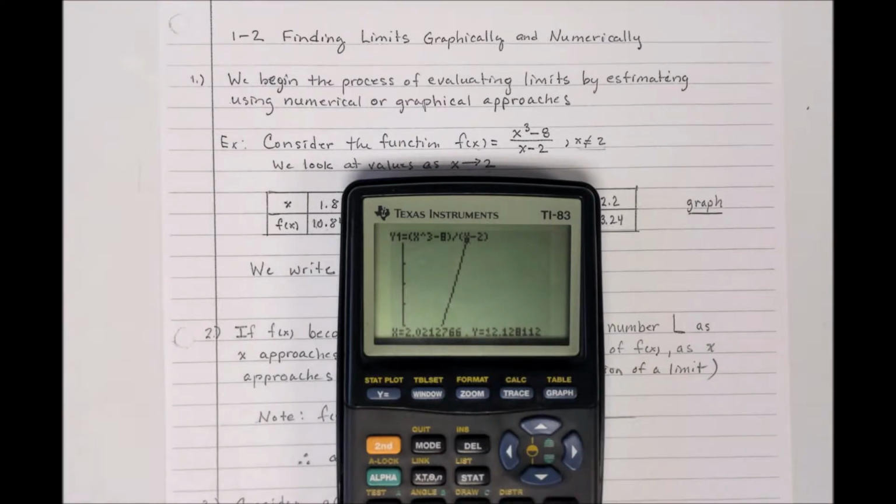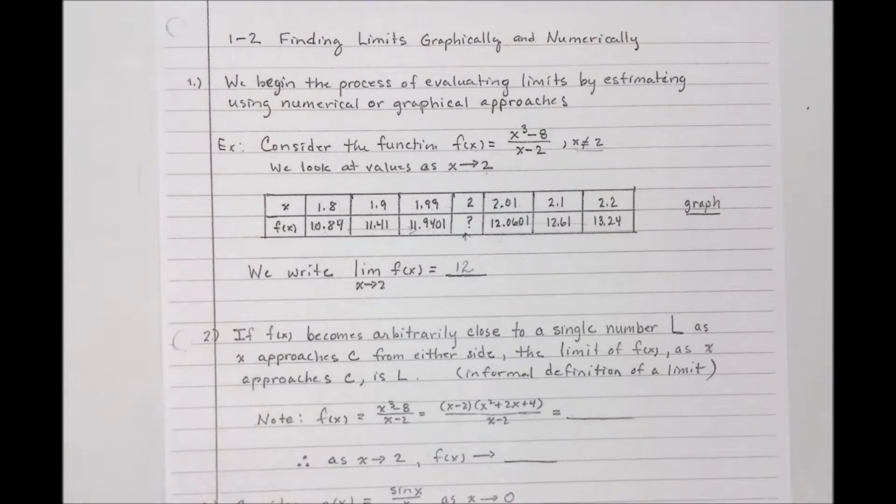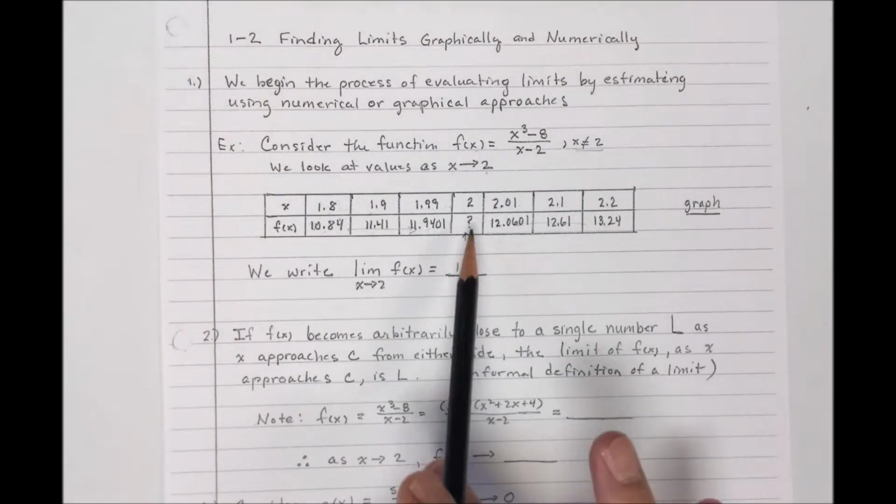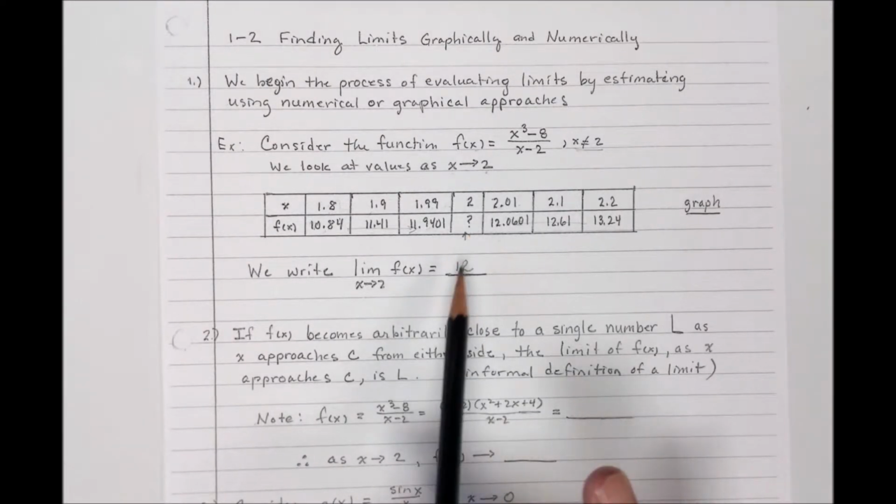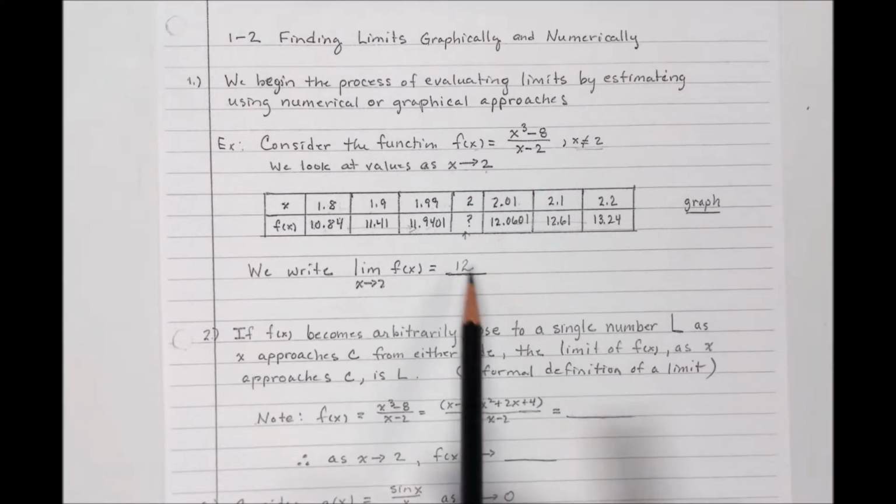So we can use the graph on our calculator, and we can use this numerical approach, and we can estimate what the actual limit turns out to be. As it turns out, it is indeed 12. Now you might not know that at first, but it is indeed 12.